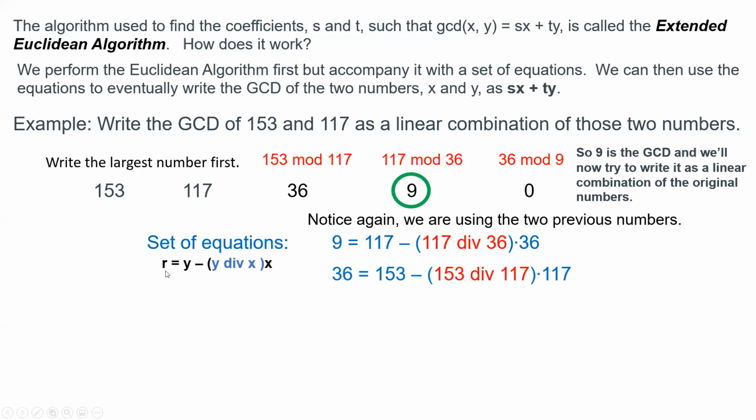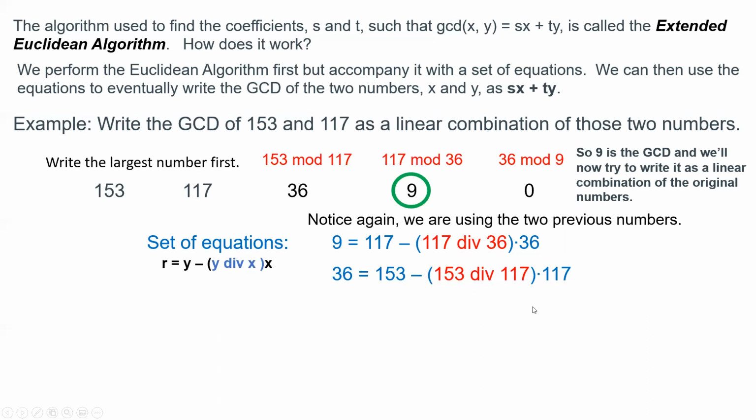So let's use this pattern again. We could say 36 is equal to, and then the 153 goes in for the y, and the 117 goes in for the x. So 36 equals 153 minus 153 div 117 times 117. Now, I said it as if those parentheses aren't there. Obviously, we have to remember we do what's inside the parentheses first, but I'm just trying to point out the largest number shows up twice first before the smallest number even shows up here.